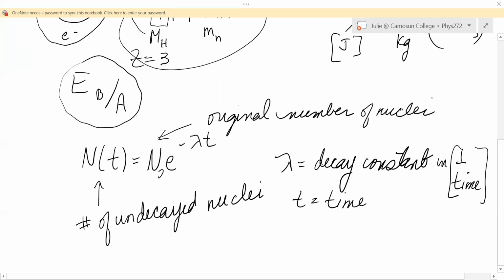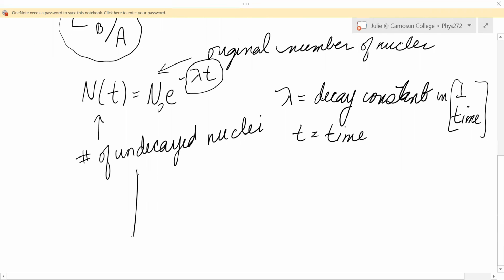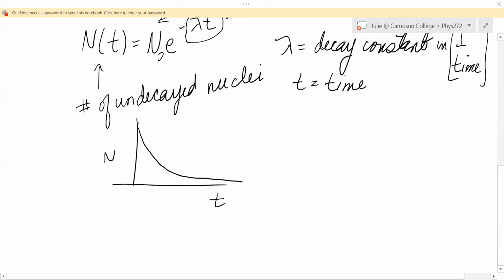And don't forget that you have to have no units up here in the exponent. So whatever time is in, if it's in days, lambda has to be in 1 over days. If t is in seconds, this has to be 1 over seconds. Okay, and this is radioactive decay. So this is this curve that goes like this, exponential decay. That's N as a function of t. Okay, and that negative is what makes this go down.